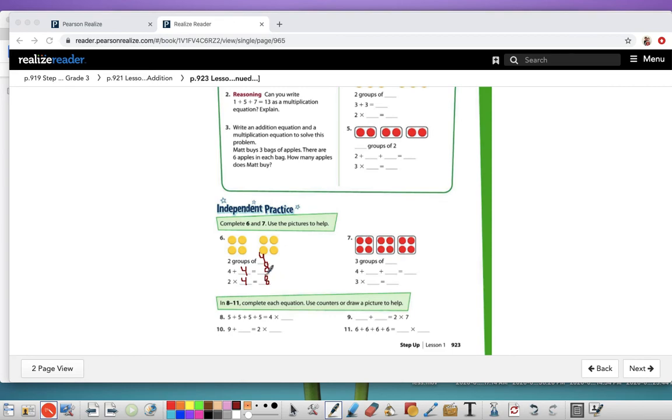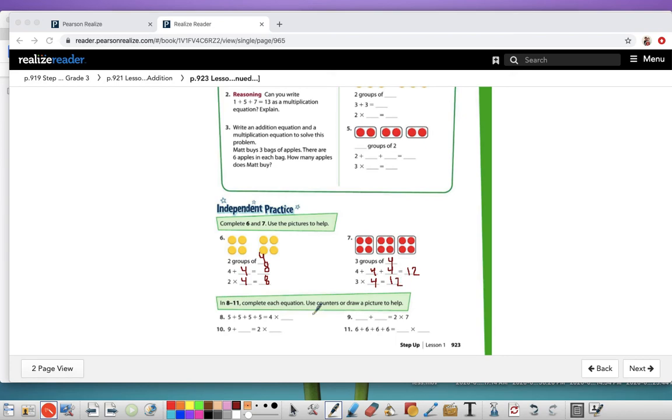Good. Now let's look at number 7. We have 3 groups of, how many are in a group? 1, 2, 3, 4. So we have 3 groups of 4. So that is 4 plus 4 plus 4 equals what? 4, 8, 12. It's handy to be able to skip count. 3 times 4, because we have 3 groups of 4. So 3 times 4 is 12.